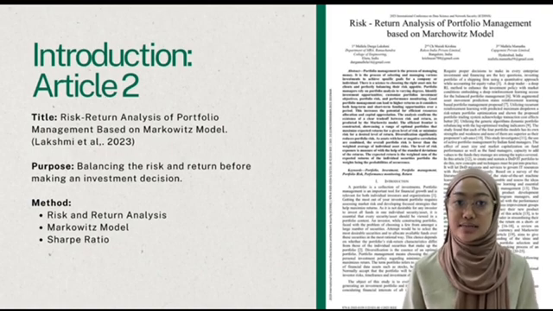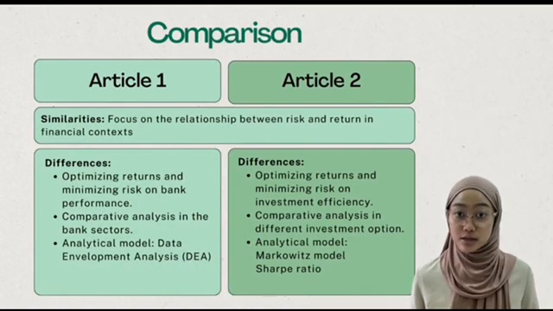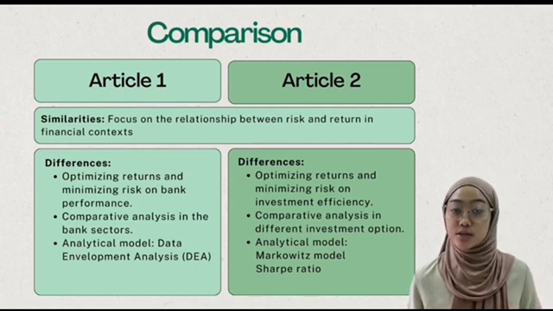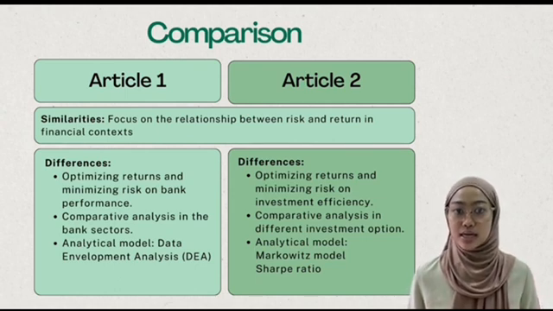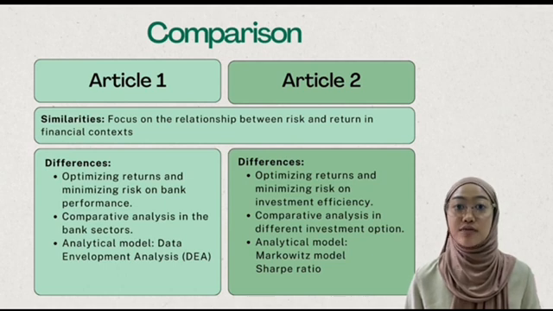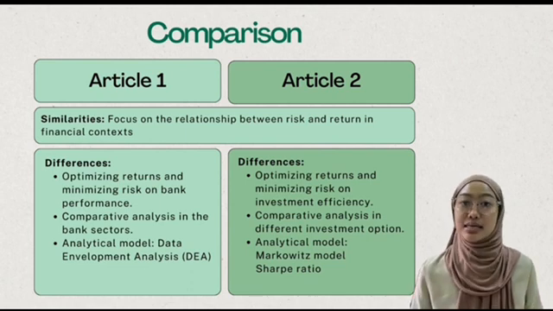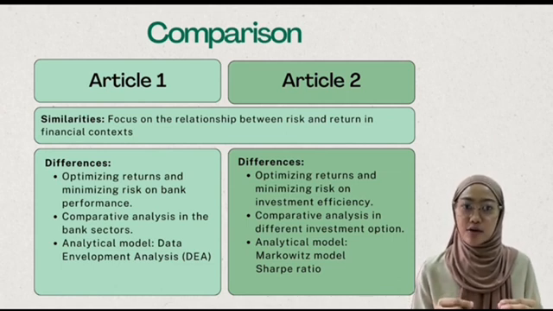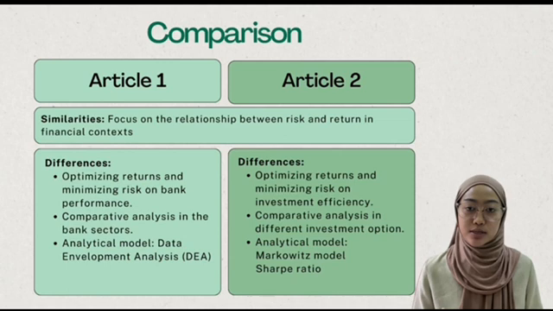For the comparison part of the introduction, the similarity of these two articles is that both focus on the relationship between risk and return in a financial context. The difference: for optimizing returns and minimizing risk for a given level, the first article is about bank performance and the second article is about investment efficiency. Secondly, the first article compares the risk and return in the bank sector, and the second article compares the level of risk and return in different investment options.